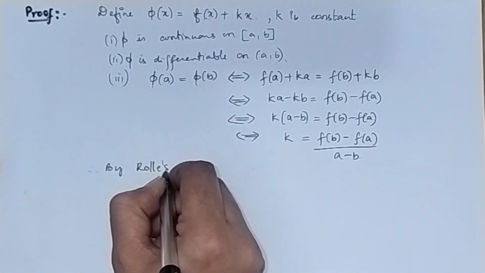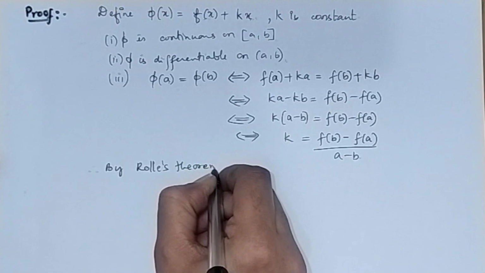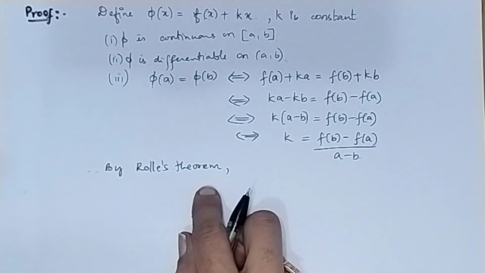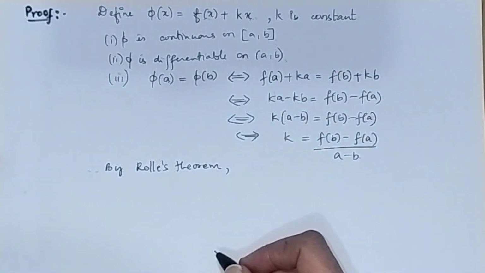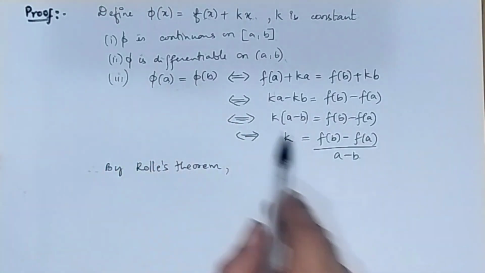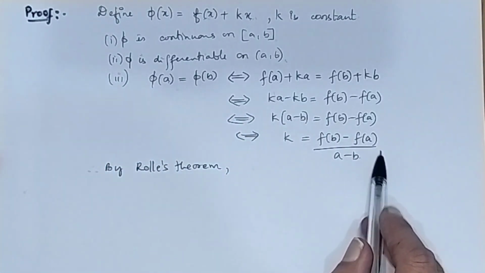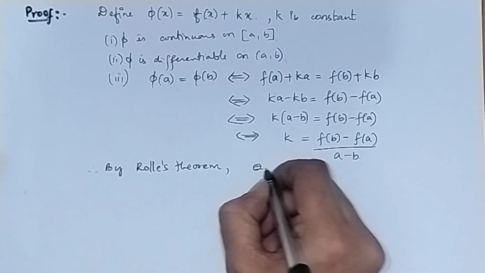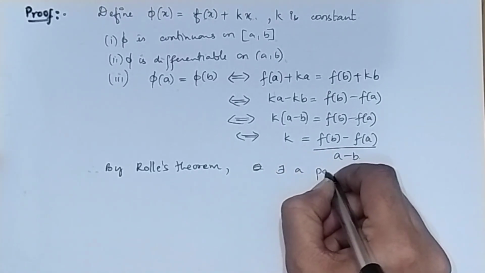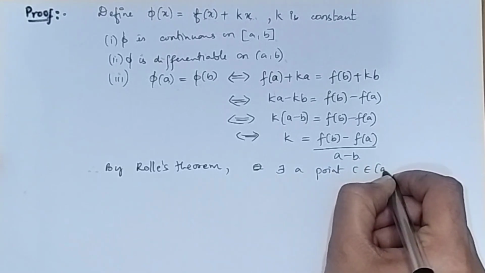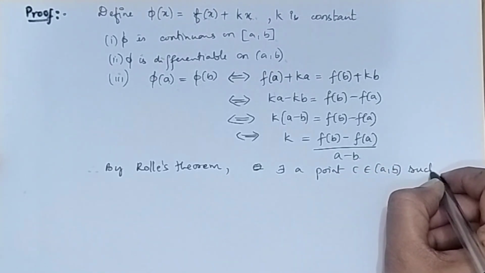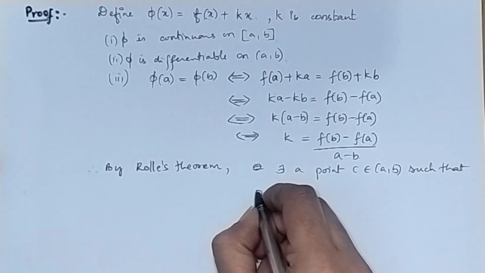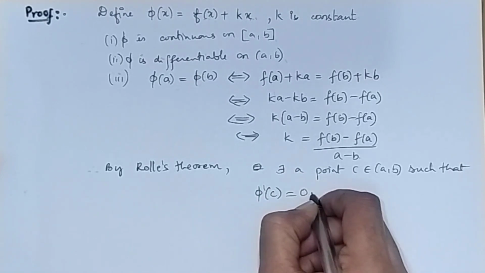you can apply Rolle's theorem for the function phi now. By Rolle's theorem, all the three conditions of Rolle's theorem are satisfied. The third condition is satisfied for this choice of k. By Rolle's theorem, there exists a point c in the open interval a comma b such that phi dash of c equal to 0.